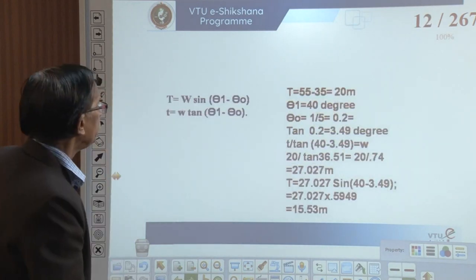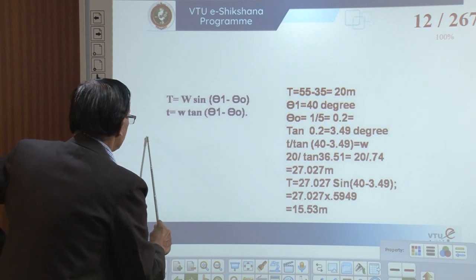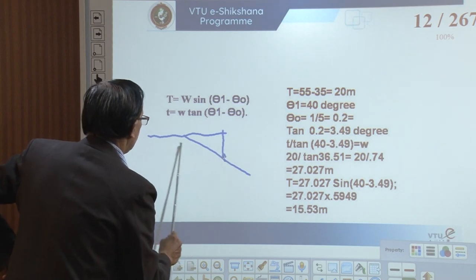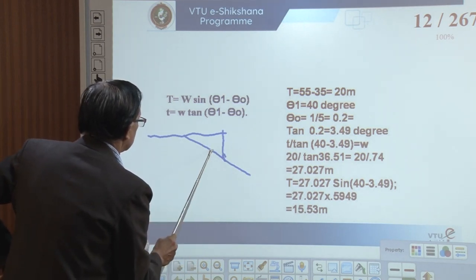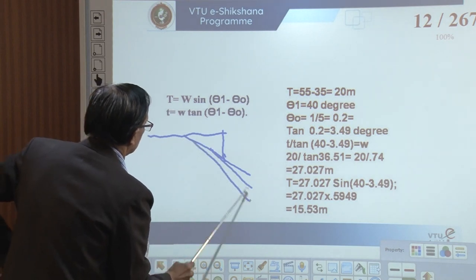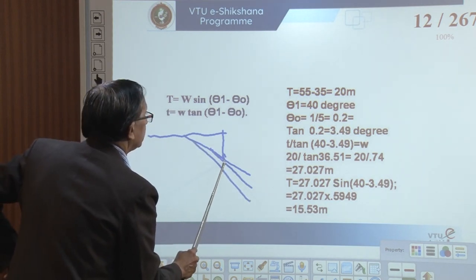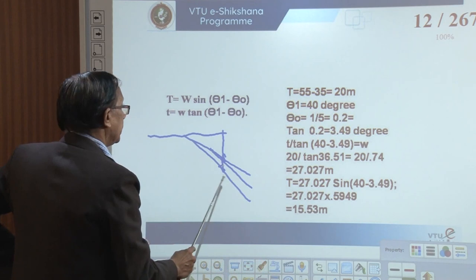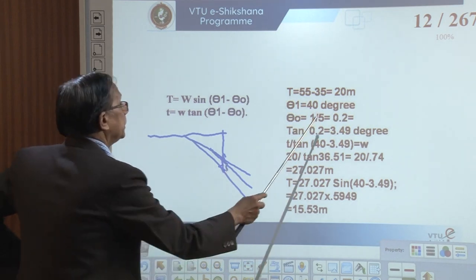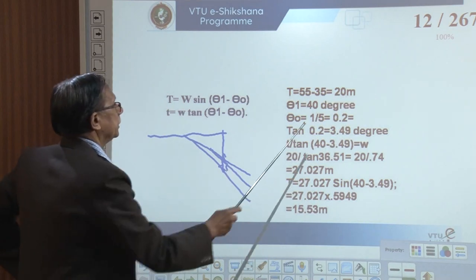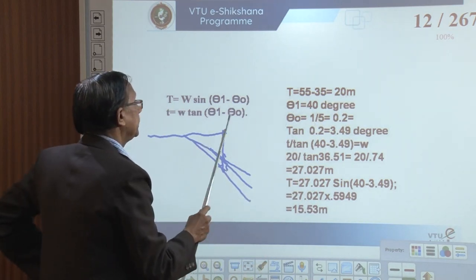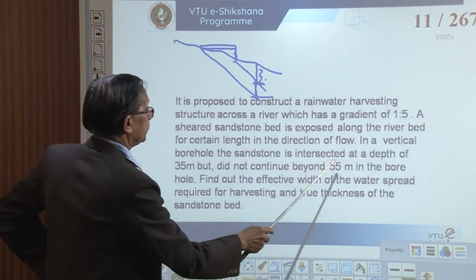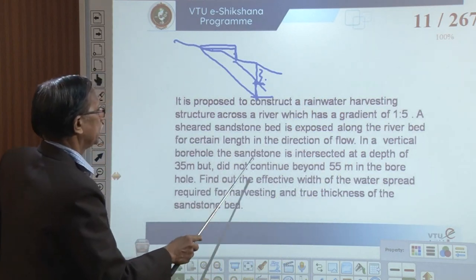Next is, yes, in the previous form, if this is the horizontal, this is the river bed, this is the vertical borehole, and it has intersected here at 35 meter, here at 55 meter. Therefore, the difference is this thickness, a 20 meter. I got small t. Yes, theta 1, they have given 40 degree, theta 1. They have given theta 1 somewhere here.